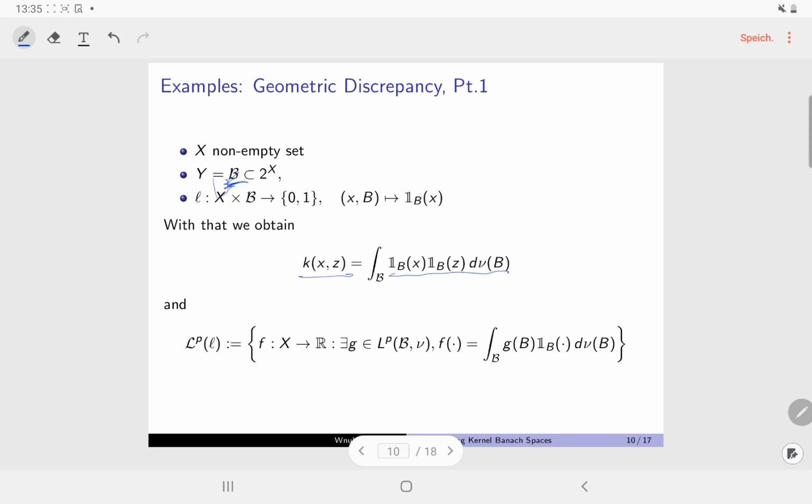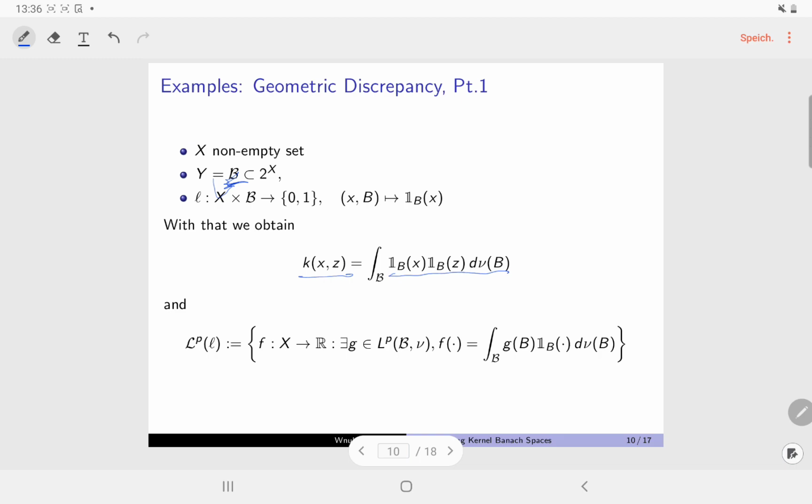Okay, it stands here. And let us pause just for a moment to think about the interpretation of this reproducing kernel if nu is a probability measure. In that case, it works kind of in this way. We fix two points, x and z, and we draw a random set B according to measure nu. And now this reproducing kernel gives us the probability that x and z are at the same time in B. Okay, it's kind of a nice interpretation. Probably it will not be that important later on.